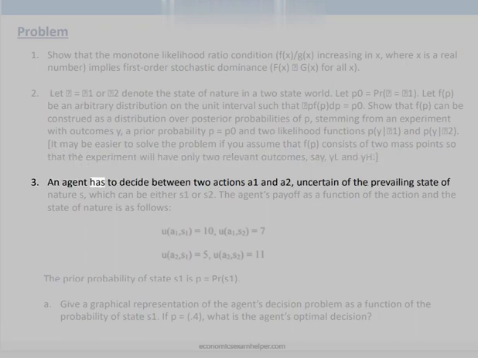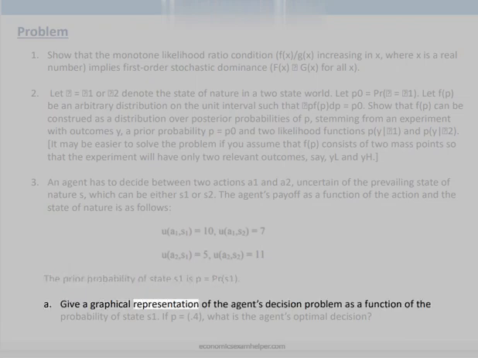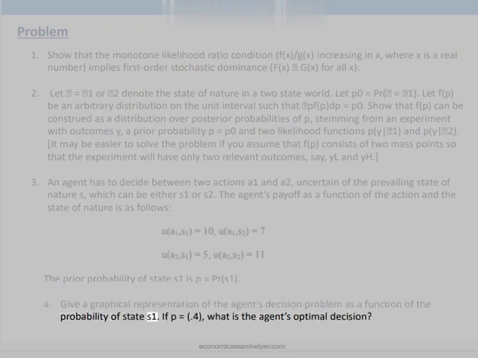3. An agent has to decide between two actions, a1 and a2, uncertain of the prevailing state of nature S, which can be either S1 or S2. The agent's payoff as a function of the action and the state of nature is as follows. The prior probability of state S1 is p equals Pr(S1). A. Give a graphical representation of the agent's decision problem as a function of the probability of state S1. If p equals 0.4, what is the agent's optimal decision?